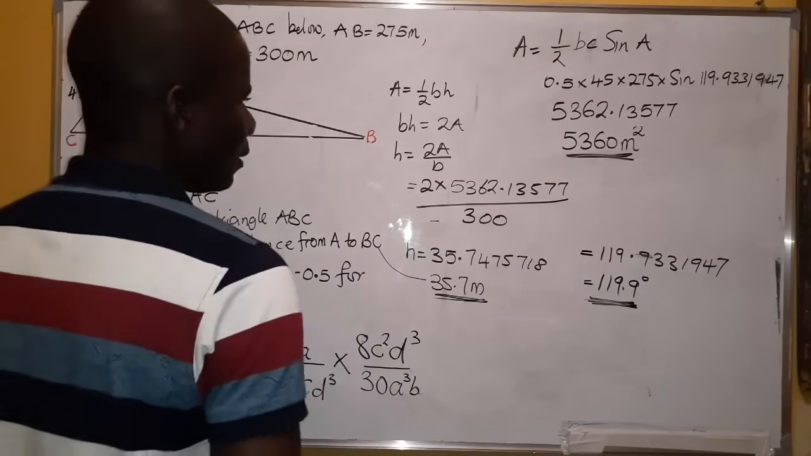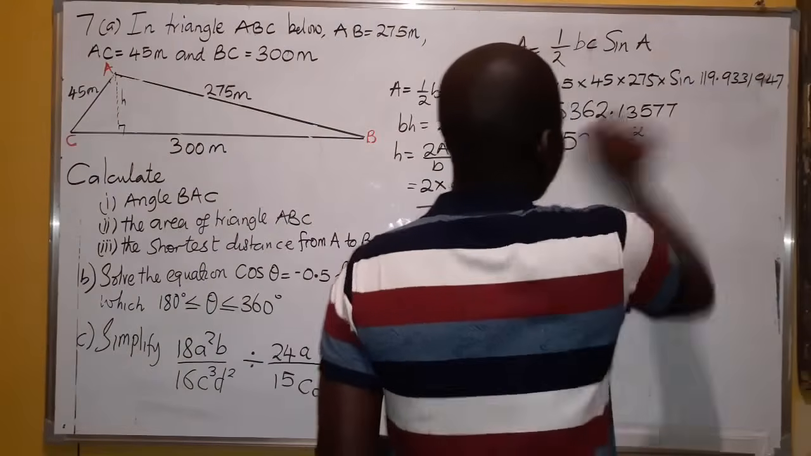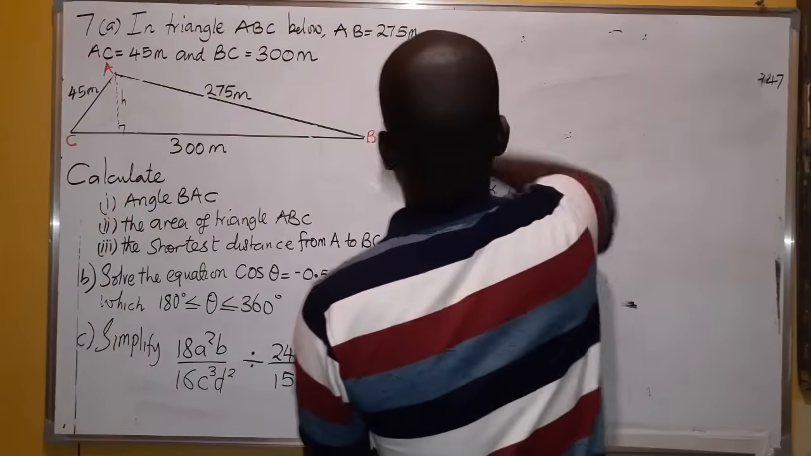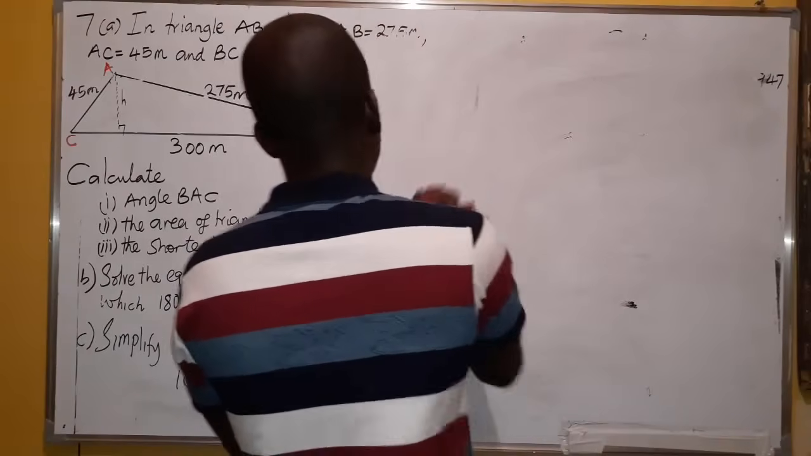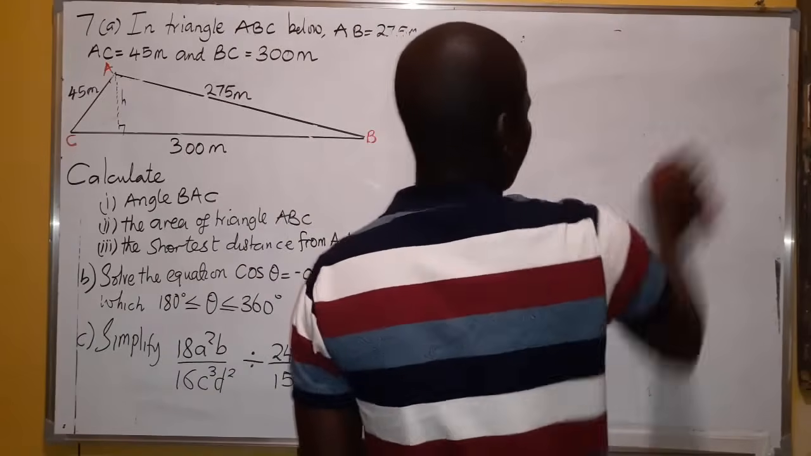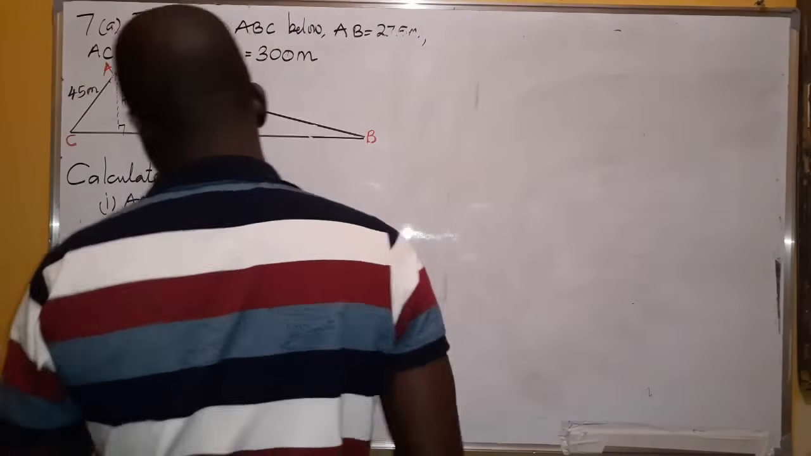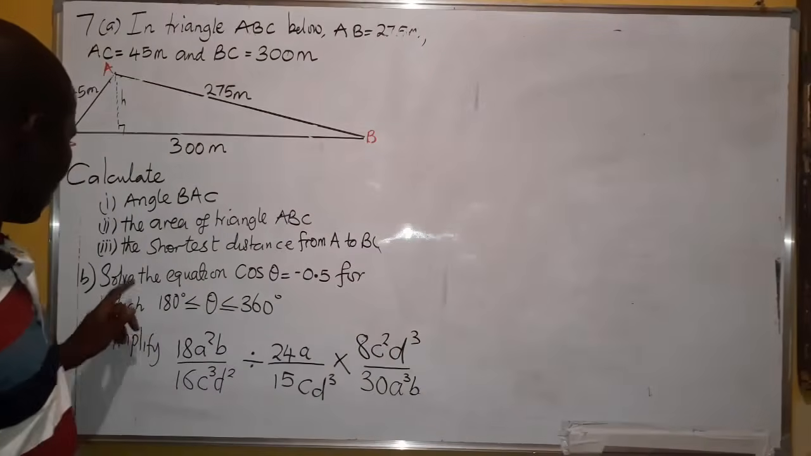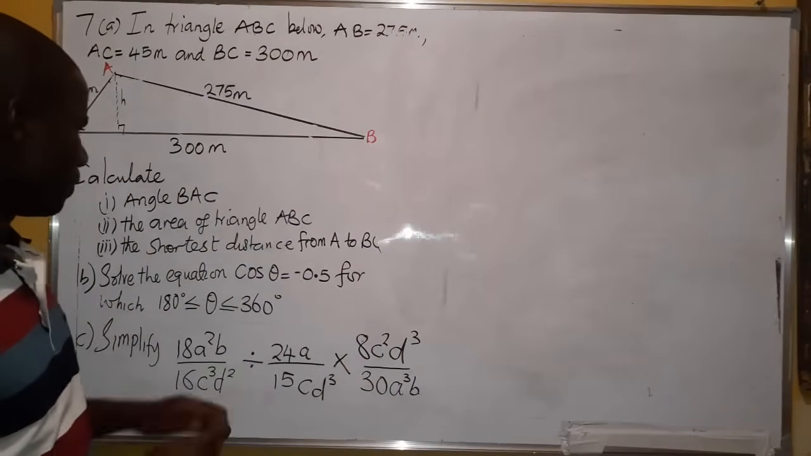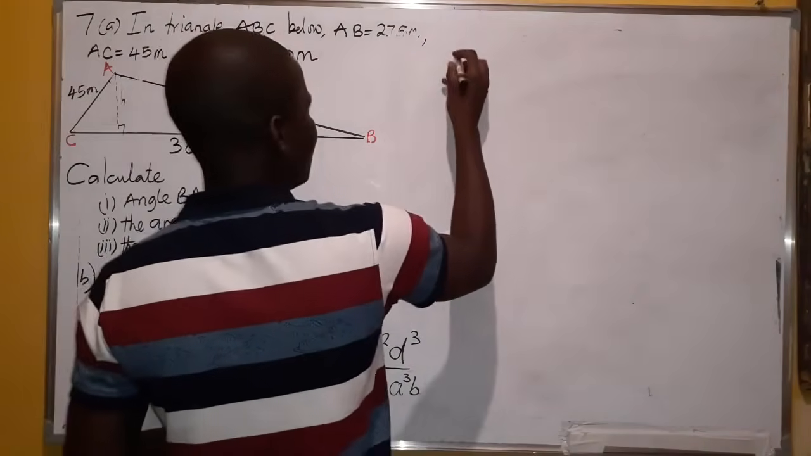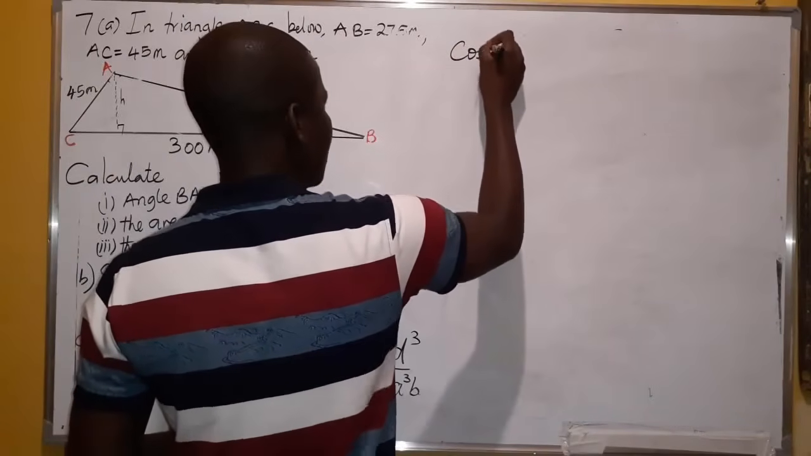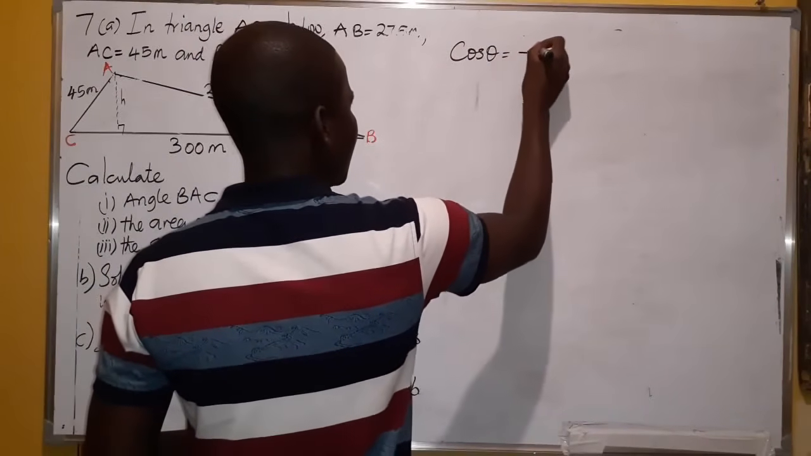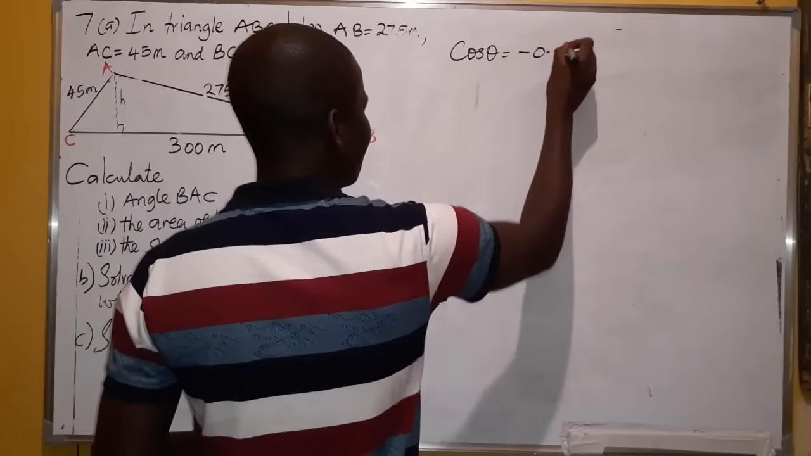All right. So now let's look at the next question, which is: solve the equation. Which equation are we solving? The equation that we are solving is cos theta is equal to negative 0.5.